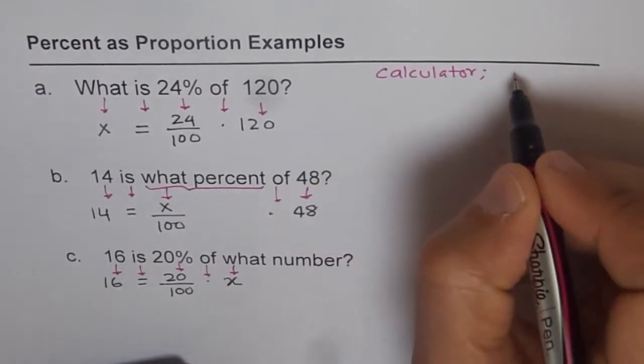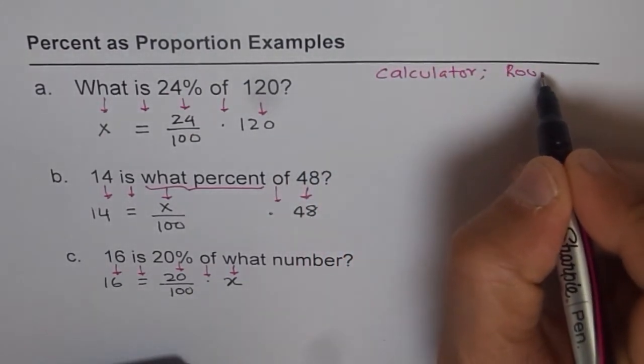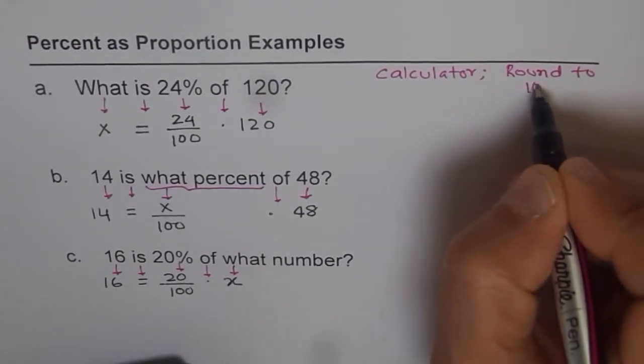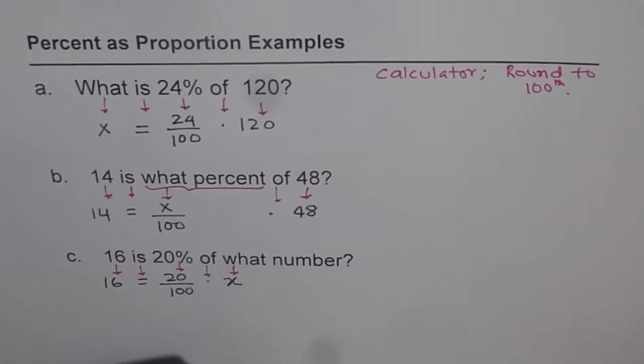Okay, and second, round to 100th place, okay? Round to 100th. So I'm writing 100th like this. Why we are rounding to 100 is simple. Most of the examples which we will be dealing with involve money. So if nothing is mentioned, just round them to 2 decimal places, or don't bother, keep them in simplified ratios or fractions. That is good enough, okay?